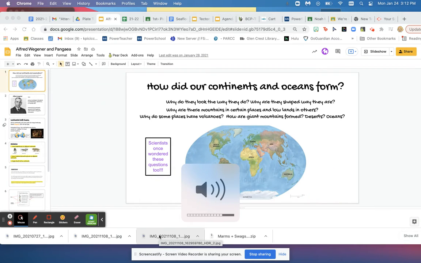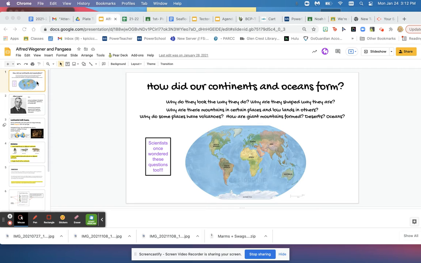Hi, everybody. Today we are going to explore our brand new unit called Plate Tectonics. The way that we're going to start this unit is to study how it first came to be, all the pieces that officially made it a theory and made it really important in science. It's a critical theory about how our continents and oceans form. So we're going to start by going to the Google Slides that's on here today.